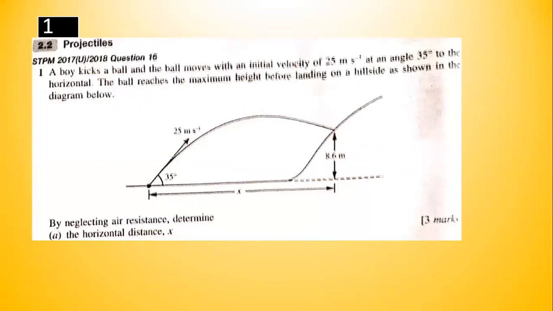A boy kicks a ball and the ball moves with an initial velocity of 25 meter per second at an angle of 35 degrees to the horizontal. The ball reaches a maximum height before landing on the hillside as shown in the diagram below. By neglecting air resistance, calculate the horizontal distance x. So what should we do? What should we do?